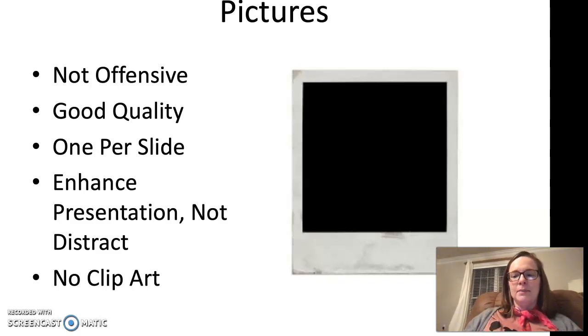You want your pictures to be of good quality, meaning they're easy to see. This goes back to accessibility. They're easy for your audience to make out what they are. They're not having to strain their eyes. They're not having to spend a lot of cognitive effort trying to figure out what you have on your slide. I've already talked about one per slide. I just want to reiterate that again. One per slide. And if it's a graph, meaning you're showing data, or a map, make that the entire slide.